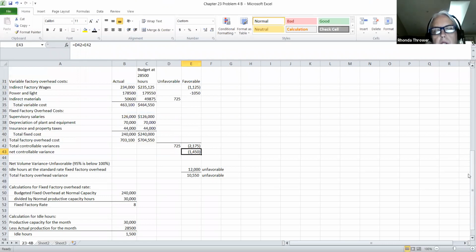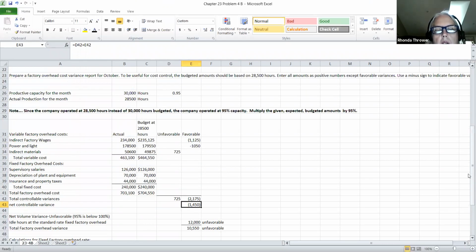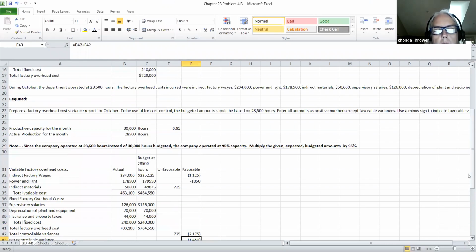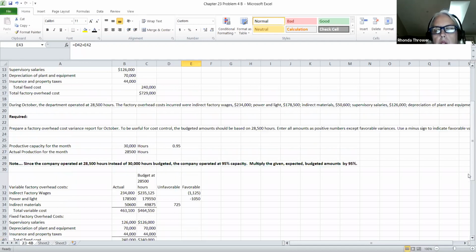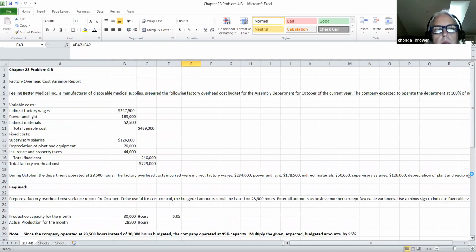All right, so I hope I haven't confused you on anything here, but it's important that you know how to calculate your factory overhead variances. And again, there are two of them. There's the volume variance and there's the controllable variance. Make sure you know how to do those.